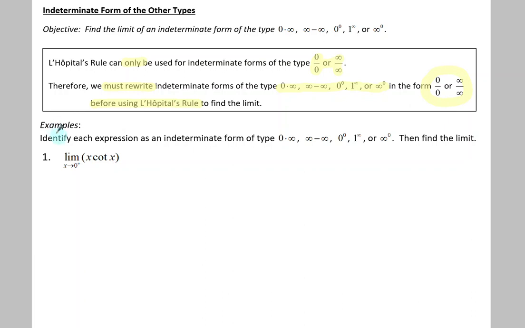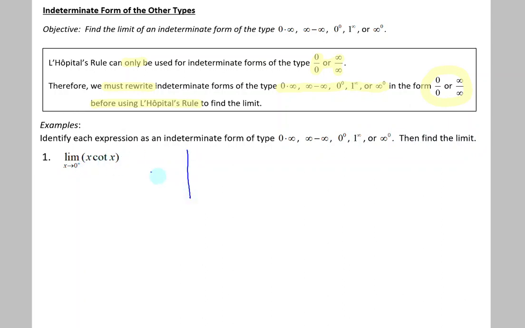Let's look at some examples. Identify each expression as an indeterminate form of type 0 times infinity, infinity minus infinity, 0 to the 0, 1 to the infinity, or infinity to the 0. Then find the limit. Limit as x approaches 0 from the right of x times cotangent x.